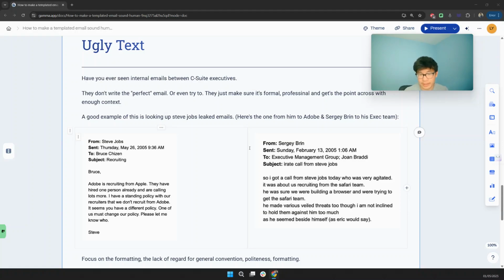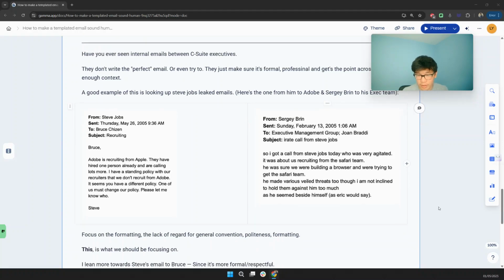And then this one is Sergey Brin, right? So I got a call from Steve Jobs today, who was very agitated. It was about us recruiting from the Safari team. He was sure we were building a browser and we were trying to get the Safari team. He made various veiled threats, though I'm not too inclined to hold them against him too much, as he seems beside himself, as Eric would say. And he even used the parenthetical, as Eric would say.